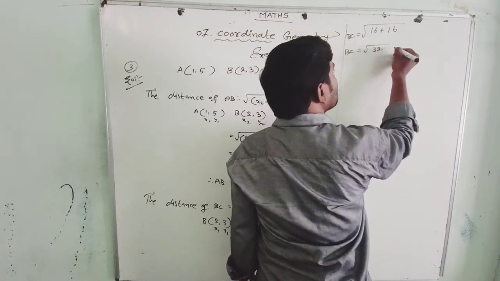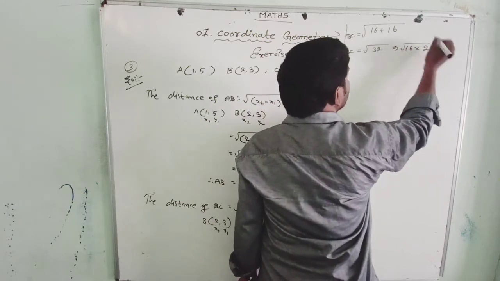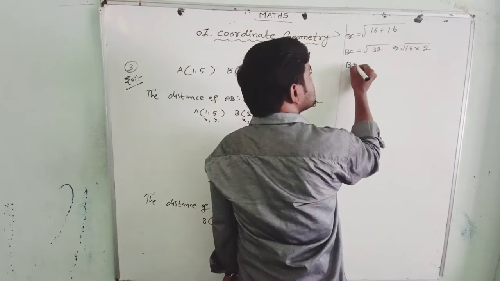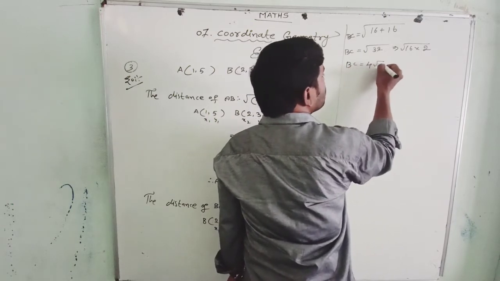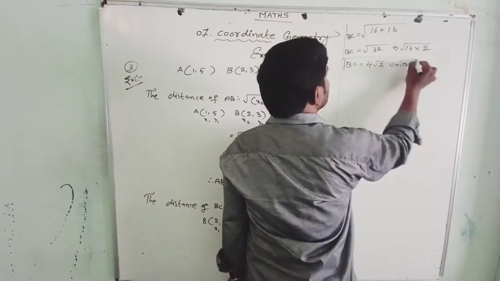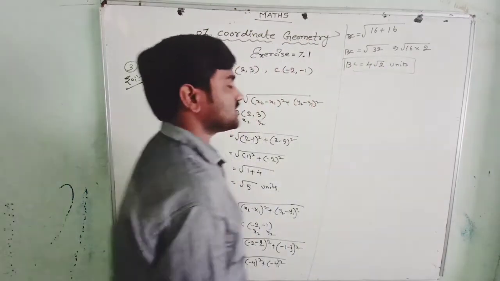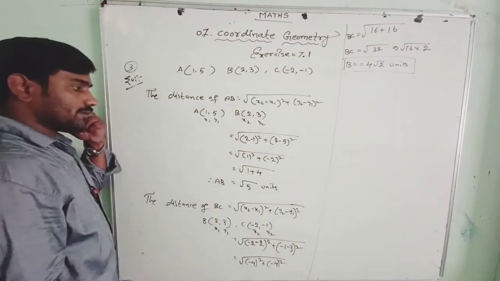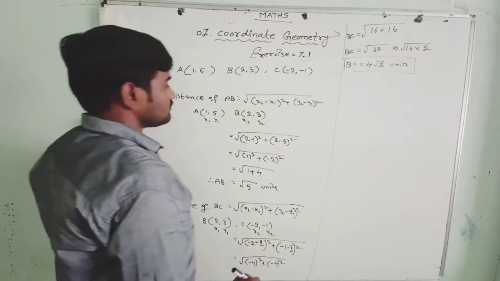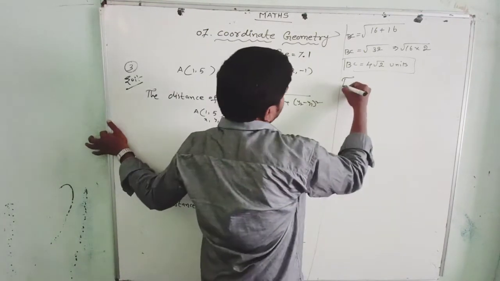We know 32 is 16 into 2. Root 16 value is 4. So BC equals 4 root 2 units. Root 16 value is 4 and root 2 units. The BC distance also we got. Okay, then we go for the AC distance, the distance of AC.